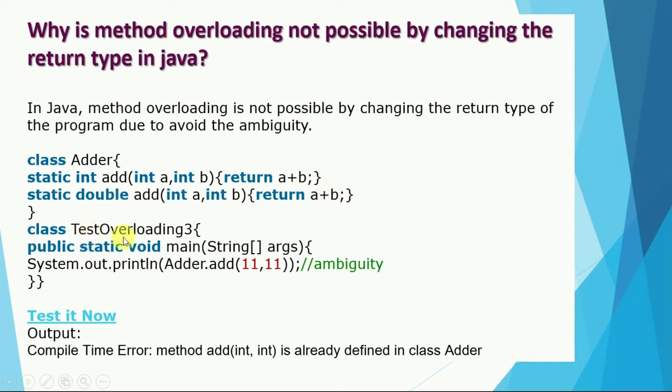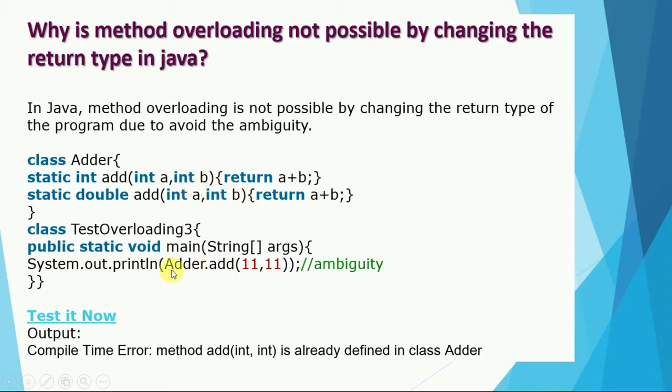So in the main class, when we try to compile and call this add method and pass the values 1 and 1, there is confusion. The compiler will be confused and an ambiguity will occur, because by changing only the return type we can't apply method overloading. In this method we have two members, a and b, and in this method also we have two members, a and b.